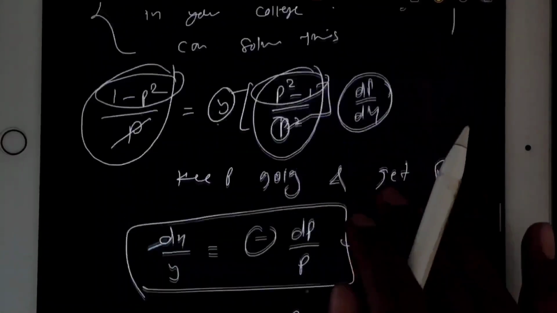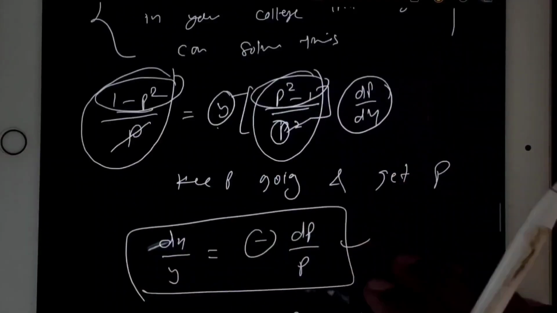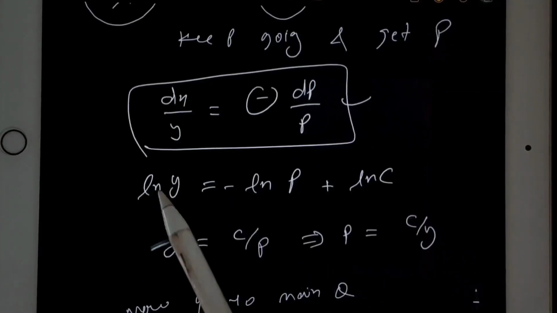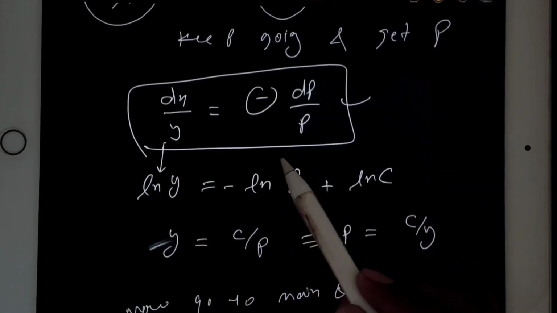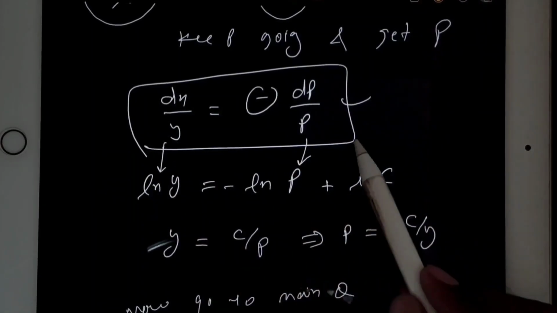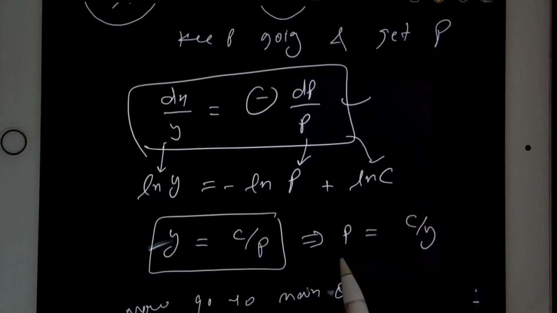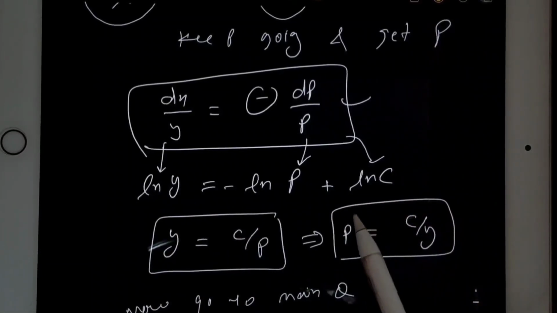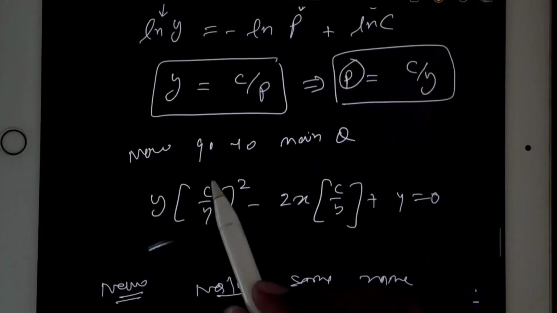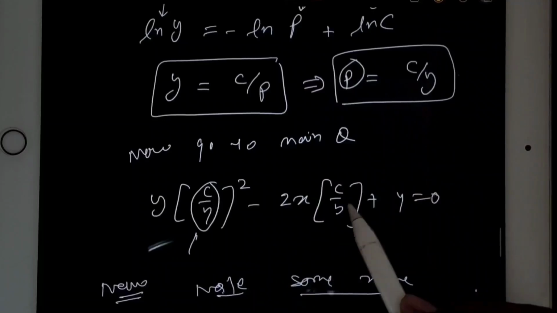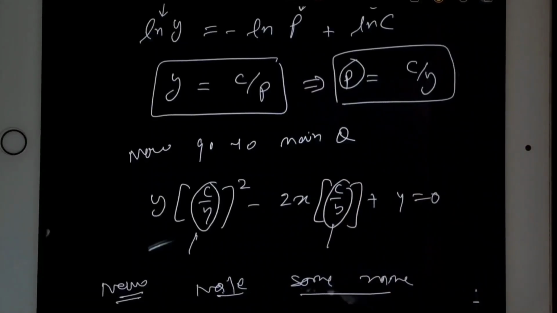This minus sign appears because here you have 1 minus p square, here you have p square minus 1. After that, this is ln y, direct integration. And here minus ln p and one constant ln c. So from here you got y is equal to c by p, or p is equal to c by y. So you got the p value, substitute back in the main question. What was the main question? Here you had p replaced by c by y. Here you had p replaced by c by y. This became your answer.